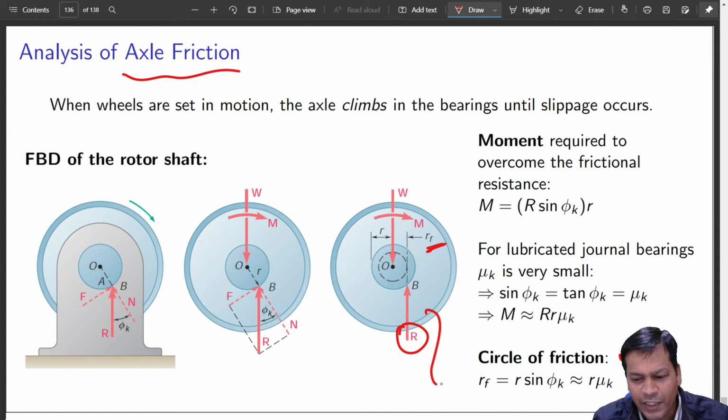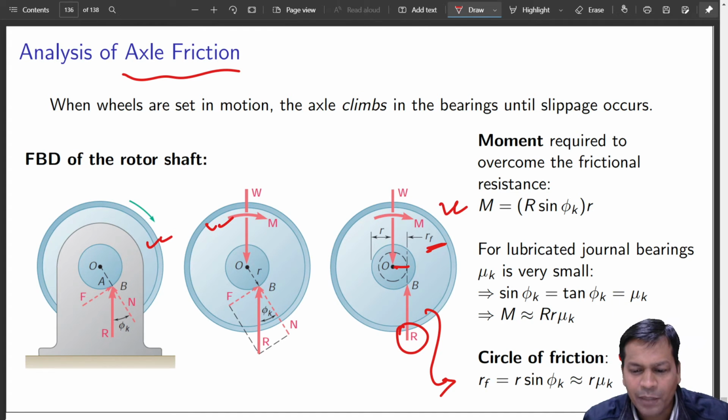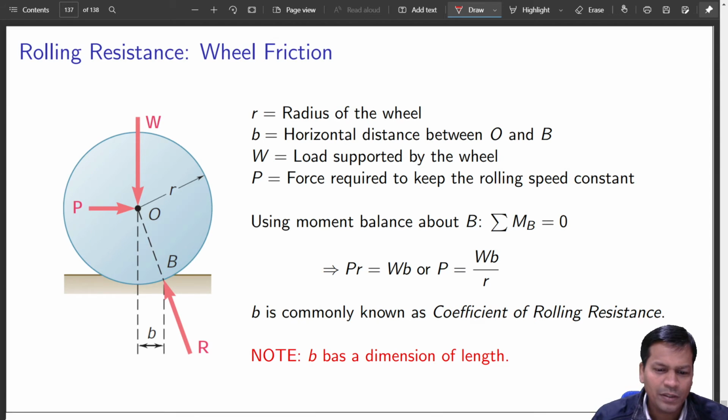This is the third figure that I am referring to now. Forget these two, now it is this one. This is effectively the radius from where this force may be assumed to pass through, so as to create and balance the external moment. That is the circle of friction. It is given by Rf equal to r sine mu k, and that is equal to r times mu k. Got it? So these are a few terms to keep in mind.